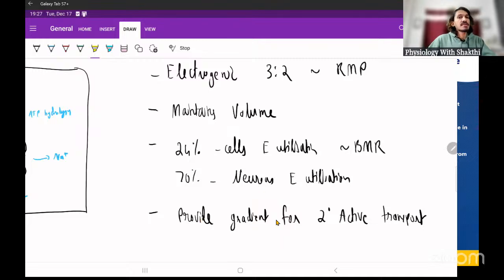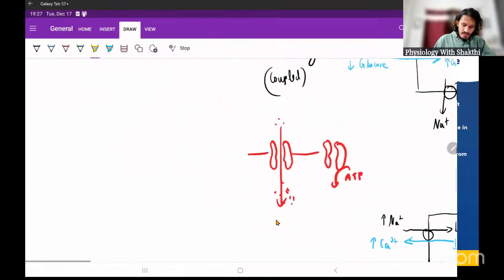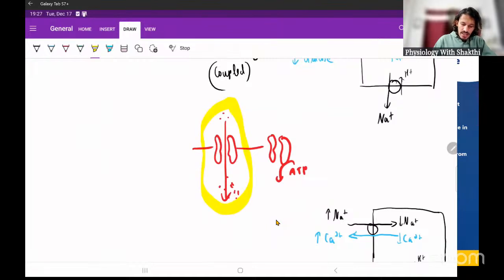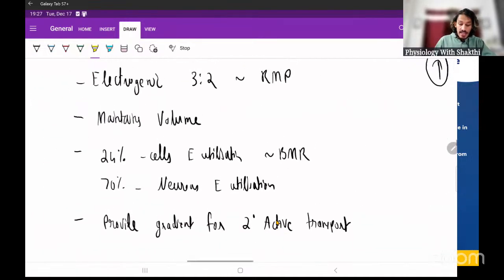And lastly, it helps provide a gradient for the secondary active transport. So remember when I was telling you earlier, over here, I was explaining how a secondary active transporter requires some other thing to actually utilize the ATP. That is often your sodium potassium ATPase. Most often, the example of that is going to be a sodium potassium ATPase. So, sodium potassium ATPase is acting in order to provide a gradient for secondary active transport. These are all the different functions of your sodium potassium ATPase.